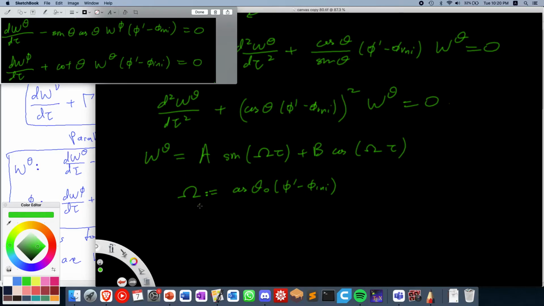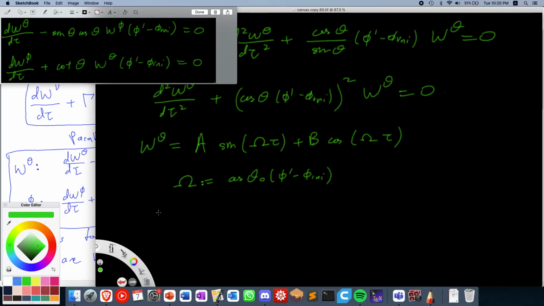Now we can consider initial conditions. But before that, to find a and b, we need to look at the phi component of the parallel transported vector as well. That can be found by substituting into the second differential equation. So we have d over d tau equals minus cotangent, so this is cosine theta naught over sine theta naught, times phi prime minus phi initial. So the numerator is just omega.